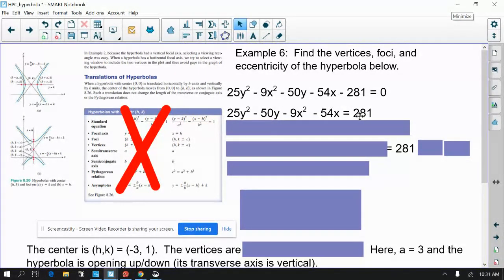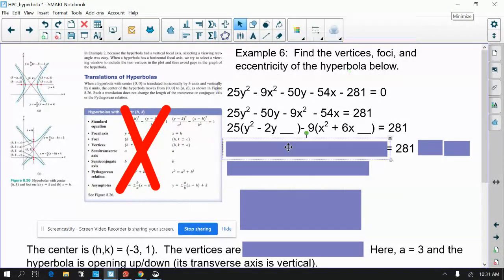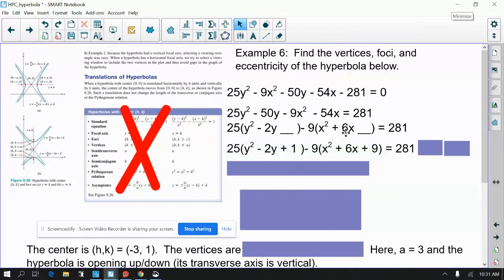I add 281, and now I have to factor out this a value, not the GCF, my friends, not the GCF. That's 25y between these two. I just want to take out 25. And that leaves me with negative 2y. And here I take out the negative 9, and that leaves me with plus 6x. And I complete the square. So half of negative 2 is negative 1, and if I square that, I get 1. Half of 6 is 3, and if I square that, I get 9.